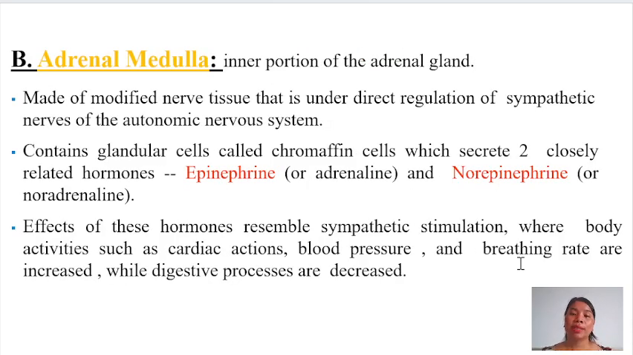Next, we'll see the adrenal medulla. The adrenal medulla is the inner portion of the adrenal gland. It is made of modified nerve tissue that is under direct regulation of the sympathetic nerves of the autonomic nervous system. It contains glandular cells called chromaffin cells, which secrete two closely related hormones, epinephrine, also called adrenaline, and norepinephrine, or noradrenaline.